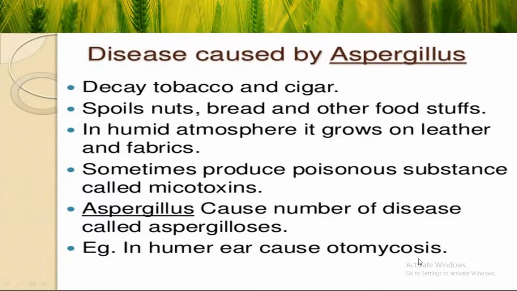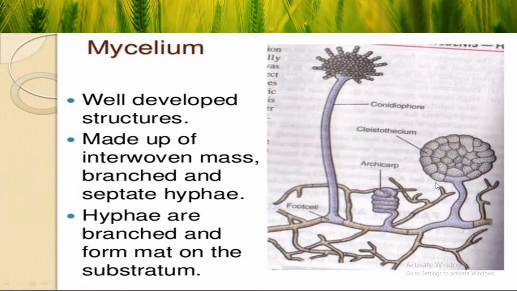Aspergillus produces diseases like aspergillosis. In the human ear, they produce otomycosis. So this mycelium, you can see, mycelium is actually a tangled structure of hyphae. Here you can see this is the asexual form, this is the sexual form, this is the cleistothecium, this is the perfect or the sexual form.